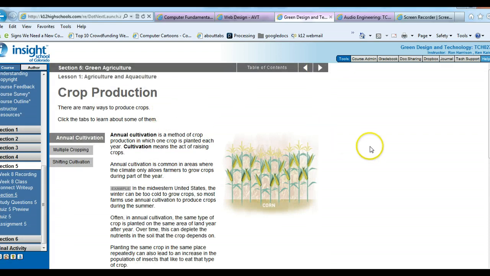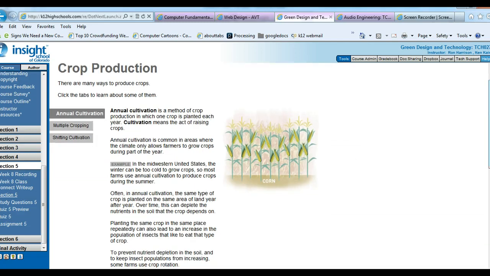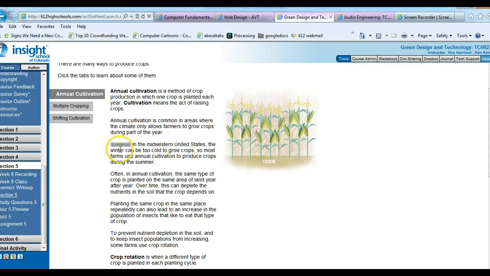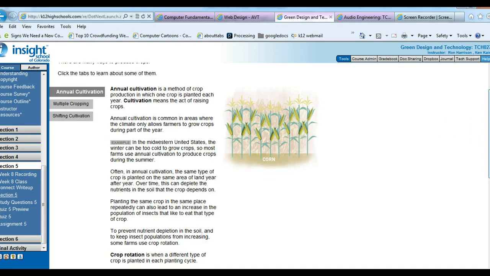Then crop production. So 2 parts of agriculture, livestock and then crops. This is talking about crops. And annual cultivation is a crop that, 1 crop per year, like corn. Here in western Colorado, they grow lots of corn, or soybeans and things like that. In the San Luis Valley, they grow lots of potatoes. Those are annual crops. They grow one time, over the course of a year. So you can see the winters are too cold to grow, so obviously they grow in the spring and the summer.